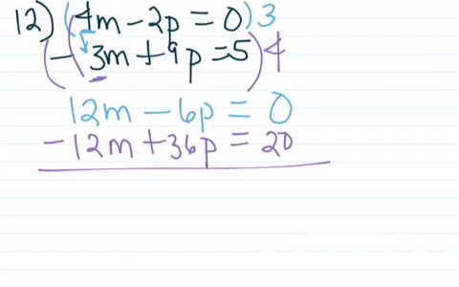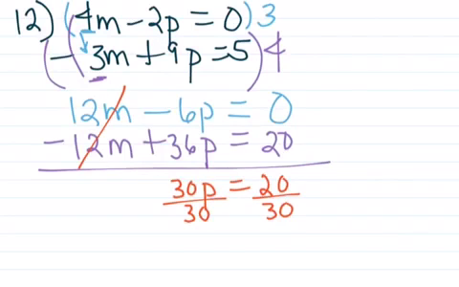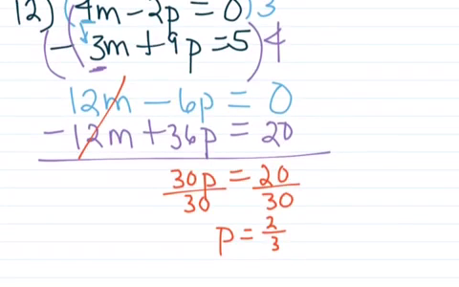When you combine these, sure enough, the m's cancel. So we've got negative 6p plus 36p, which gives us 30p equals 0 plus 20 is 20. Divide both sides by 30. So P equals 2/3 because the 20 over 30 will reduce. Now I need to find M. I can use either equation to find M, but I'm going to use the second one. Why? I just picked it. There is no specific reason, I just did.